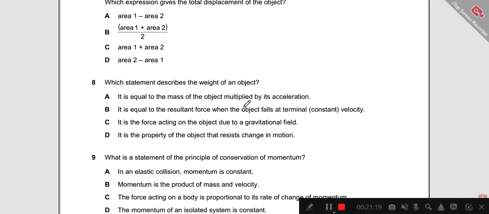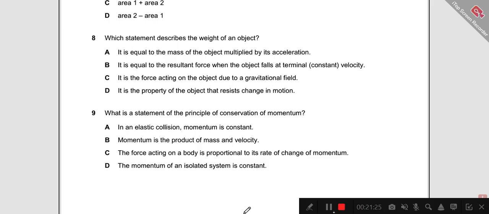Then what is the statement of the principle of conservation of momentum? In an elastic collision, momentum is constant. Momentum is the product of mass and velocity. Force acting on a body is proportional to its rate of change of momentum, and the momentum of an isolated system is conserved. Of course, this right here is the statement for conservation.